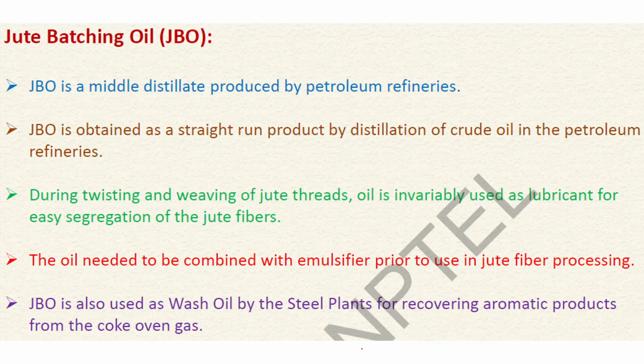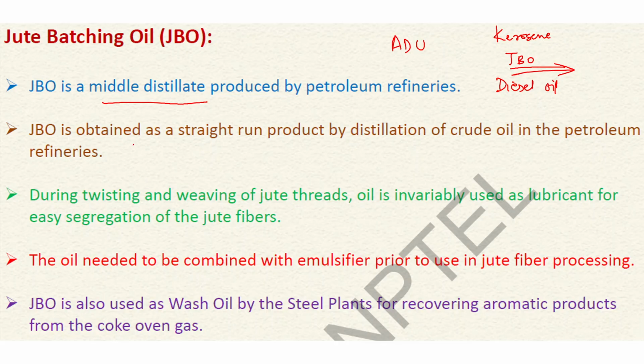Now coming on to the next product, which is the jute batching oil. Jute batching oil is a middle distillate product which is produced from the petroleum refineries. It is basically produced in the atmospheric distillation unit between the kerosene and diesel oil: kerosene, then jute batching oil, and the diesel oil, and it is sometimes mixed with some parts of diesel oil also.